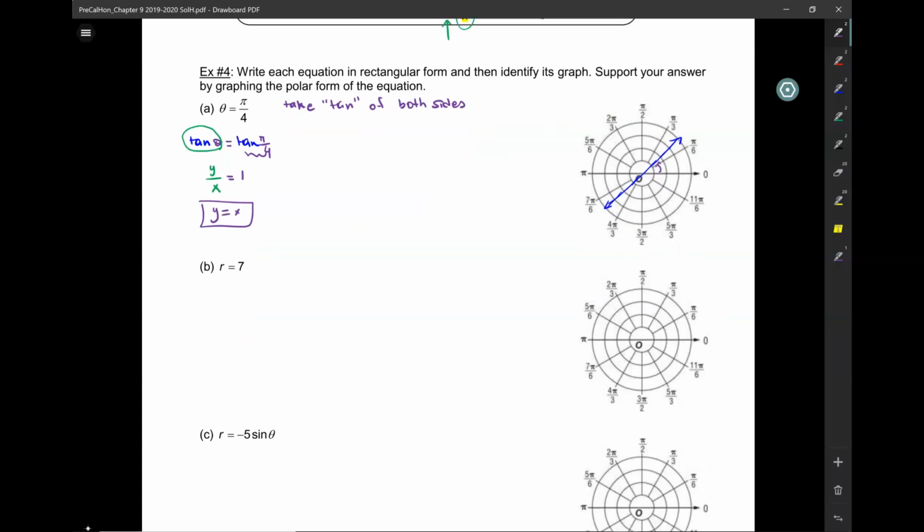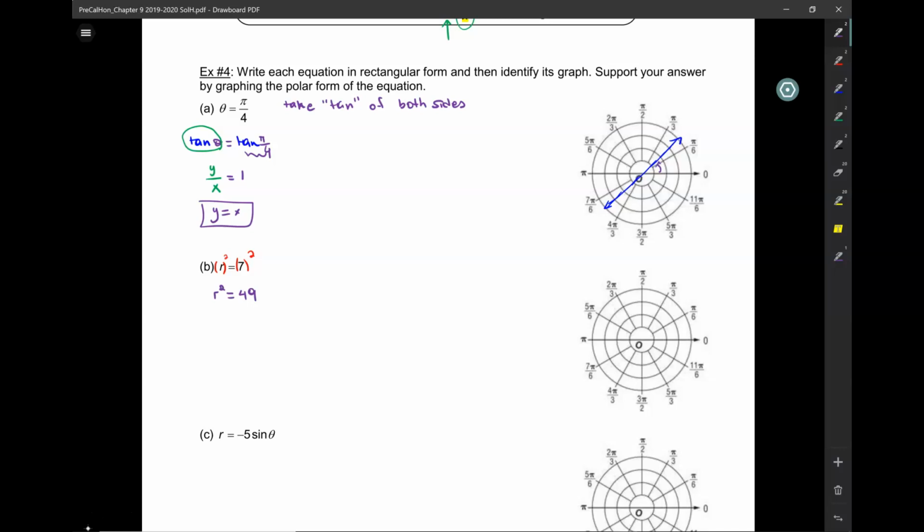If you have r equals a number, so we did theta equals a number, you do the tangent thing every single time. But now if you have r equals a number, the proper thing to do is you square both sides immediately. So that's what you do. When you have r equals a number, just square both sides. So now you have r squared is equal to 49.